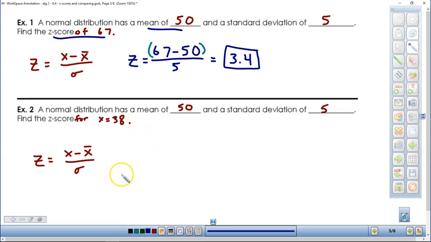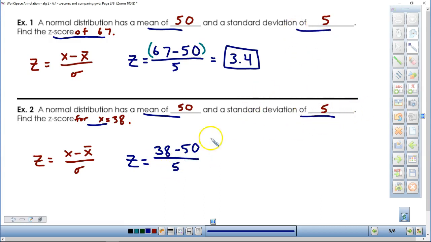Example 2, same thing. If you want to try this one on your own, pause the video and then start it back up to see if you got it right. So we have z equals, again, the score this time is 38. We subtract the mean of 50. And then we divide that difference by the standard deviation, in this case, 5. Subtract first, then divide, or use parentheses around the numerator. You should get -2.4.